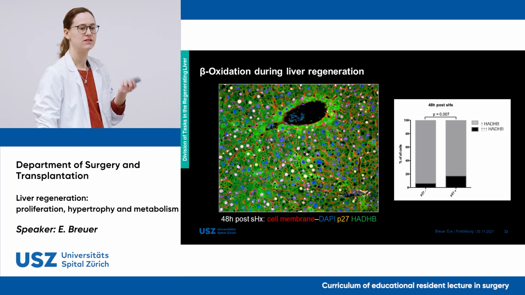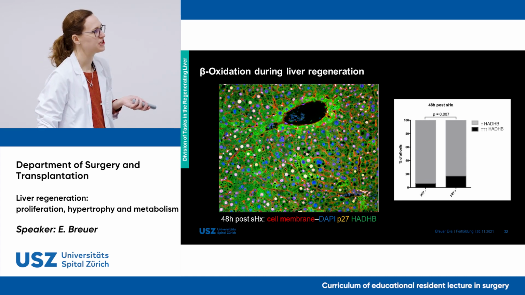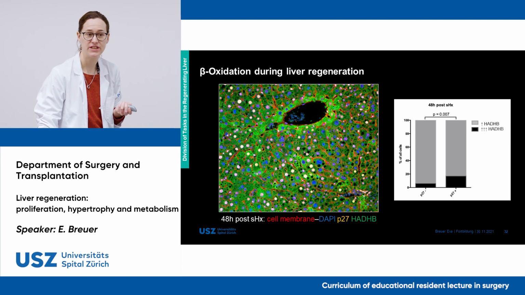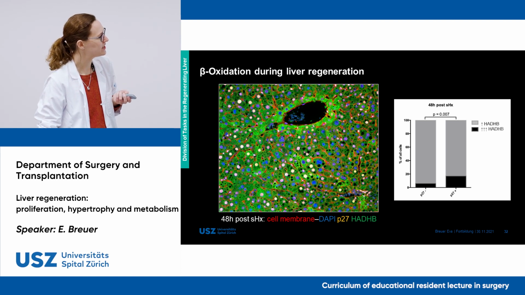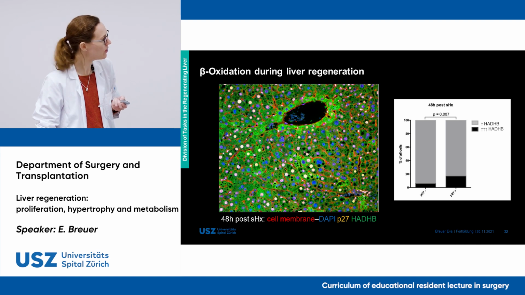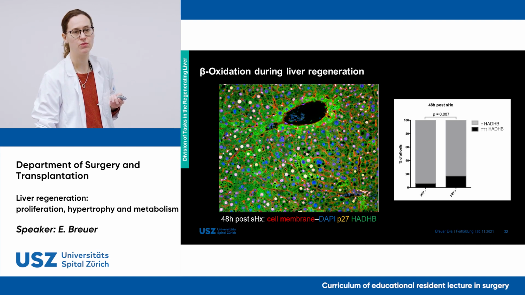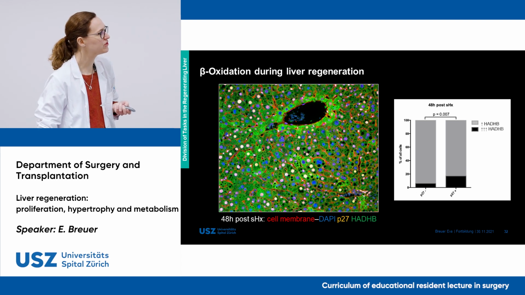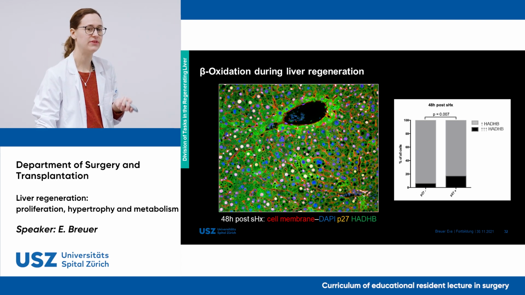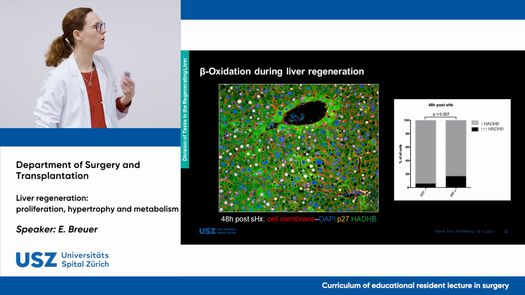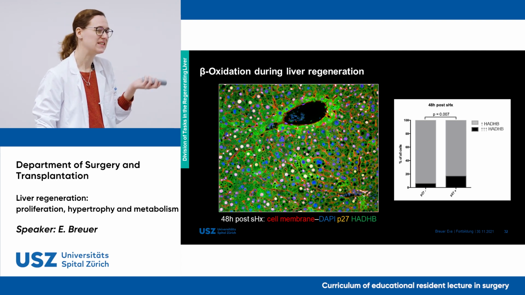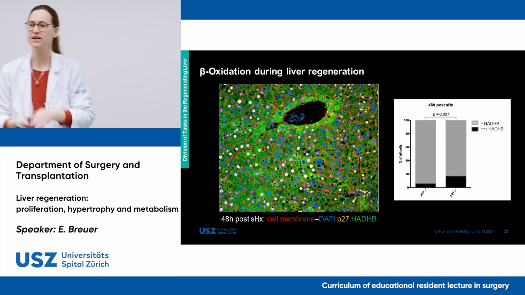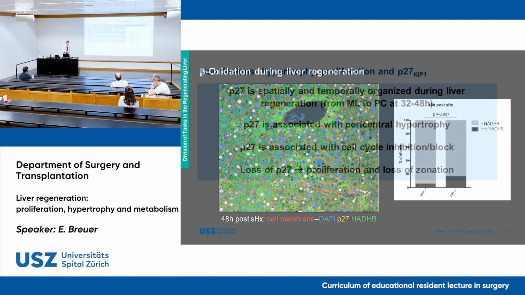And if we connect this, for example, to HADHA, which is an important protein for beta oxidation, we see that if we take a look at every single cell, and here we see the P27 positive nuclei, which are yellow, and the green cells are the ones that are currently doing beta oxidation, we see that cells that are P27 positive, which we know are the big ones, are also the ones that are hypertrophic, are bigger. And this is more or less the start of the connection between the hypertrophy and the metabolic functions.